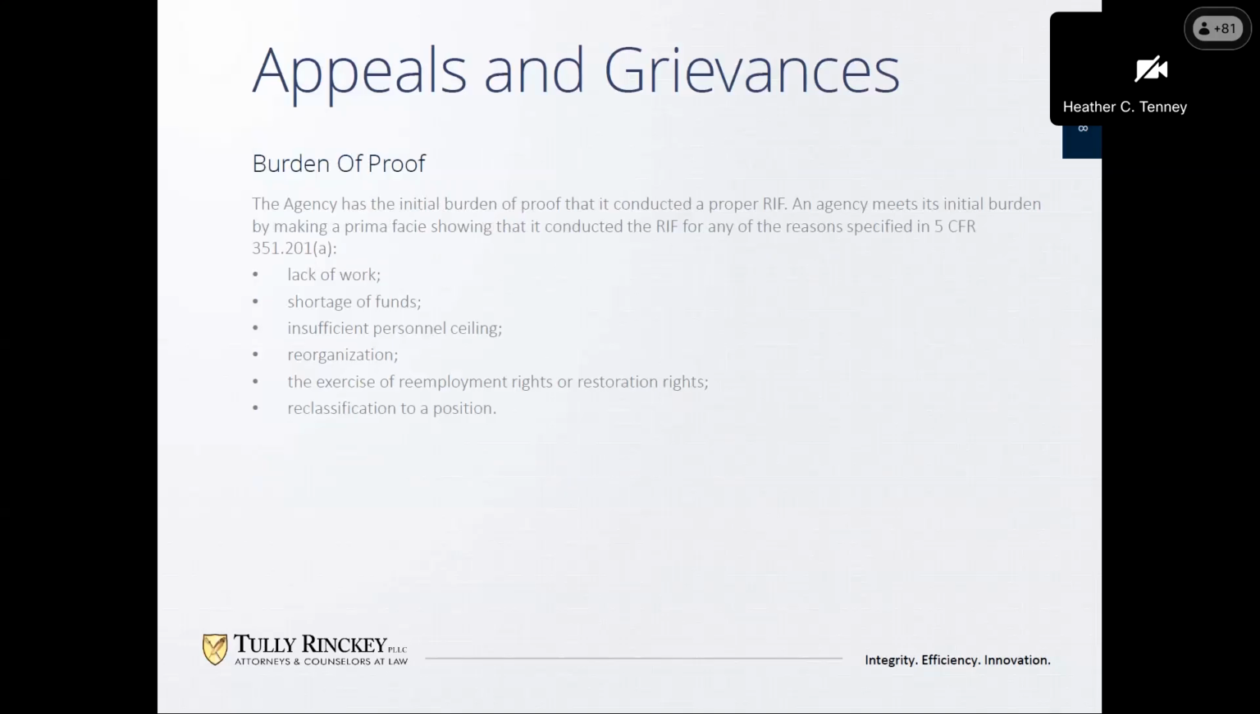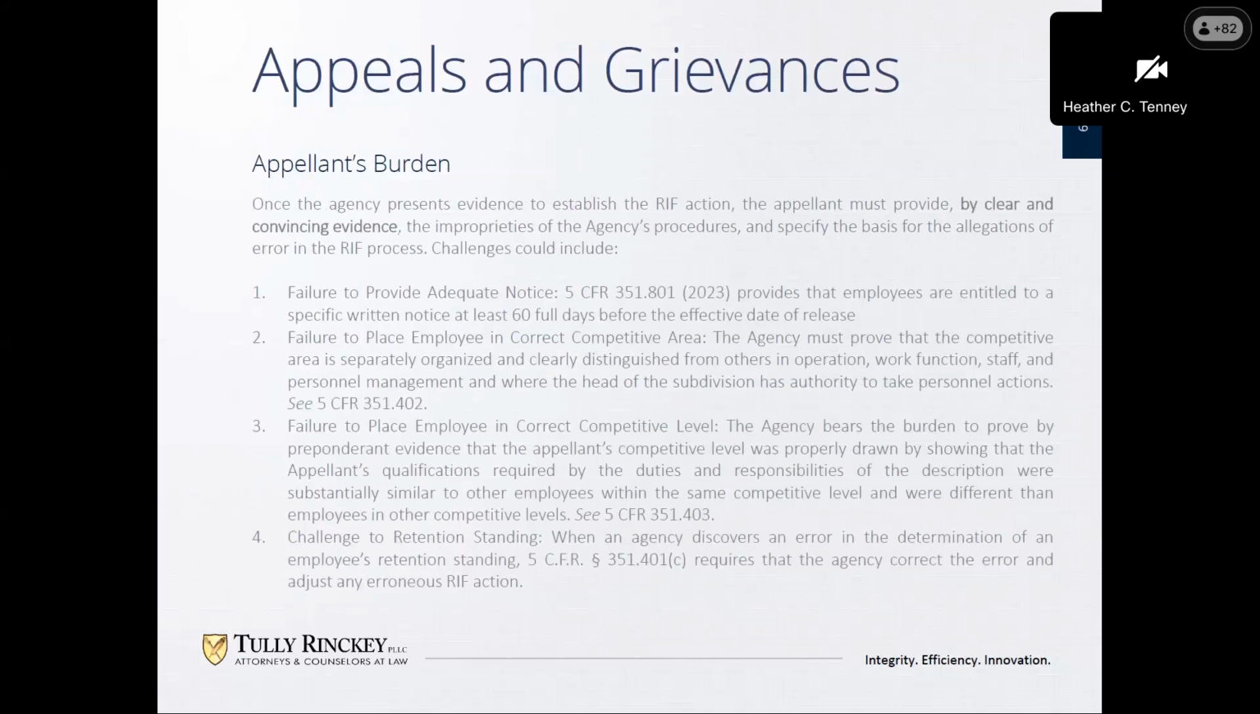Now, again, in terms of burden of proof, the agency is going to have the initial burden of proof that it conducted a proper RIF. An agency is going to meet its initial burden by making a prima facie showing that it conducted a RIF for any of the reasons articulated in 5 CFR 351.201(a), which we talked about before: lack of work, shortage of funds, insufficient personnel ceiling, reorganization, exercise of reemployment rights or restoration rights, reclassification to a position. If the agency establishes that initial burden, once they present the evidence establishing the RIF action, the appellant then has the burden to prove by clear and convincing evidence the impropriety of the agency's procedures and specify the basis for the allegations of error in the RIF process.